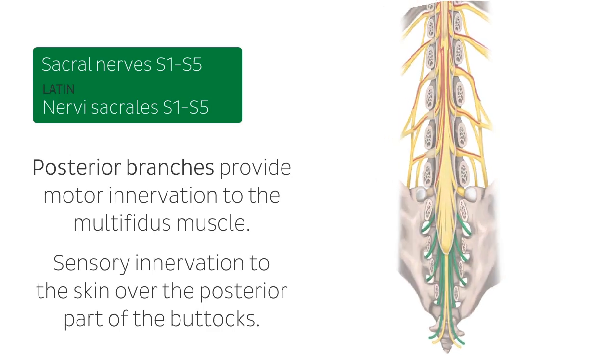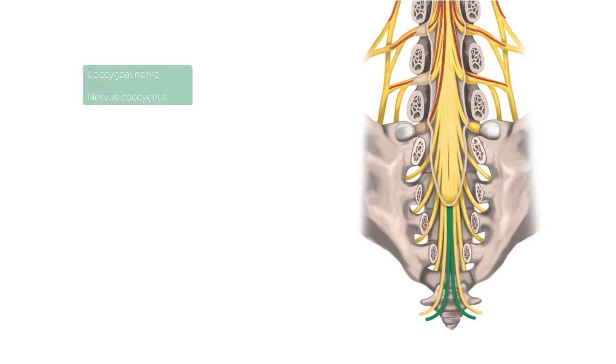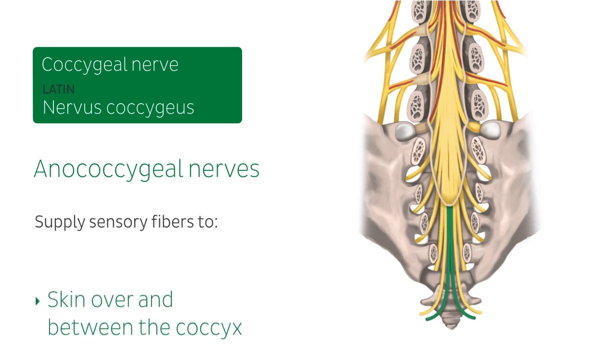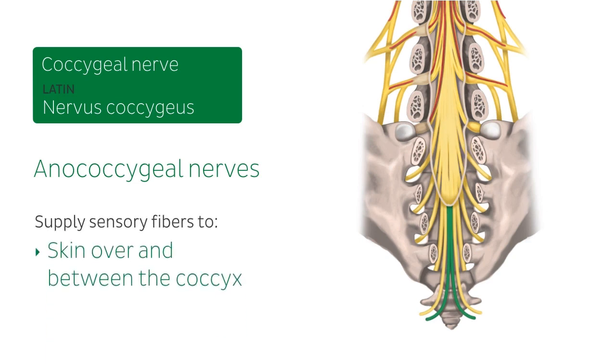The coccygeal nerve is the 31st pair of spinal nerves, and it's the last of the spinal nerves. The nerves that originate from this plexus are known as the anococcygeal nerves, and they supply sensory fibres to the skin over and between the coccyx and the anus.